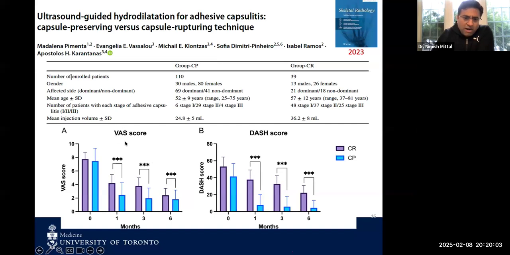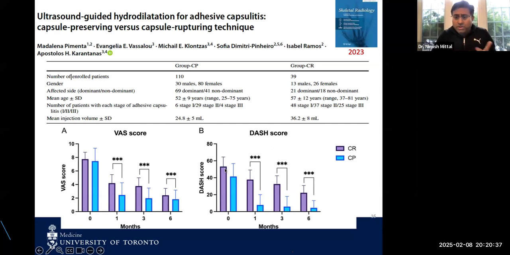On the left side, it shows the bar diagram with VAS scores. On the right side is the DASH score. And the purple diagram is for the capsule rupture, and the blue diagram is for the capsule preservation. If you look at the VAS scores, they were kind of equal on both sides here, whereas as time went on, there was a statistically significant and clinically meaningful difference between the VAS scores in these rupture and preservation approaches. Both in the VAS scores and also in the DASH scores, you would see that a higher DASH score is suggestive of more disability.